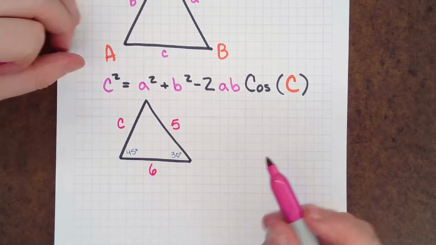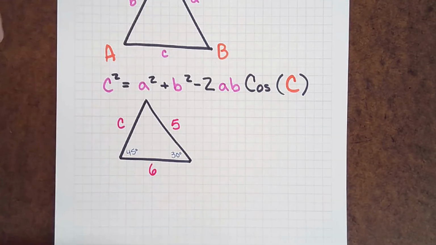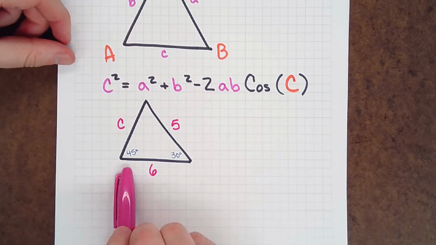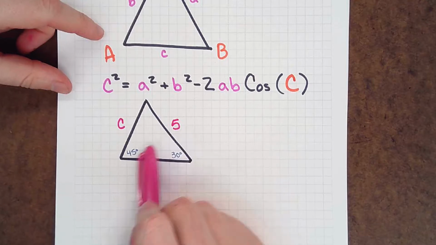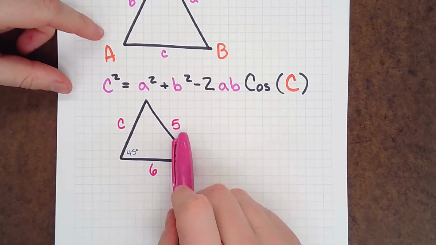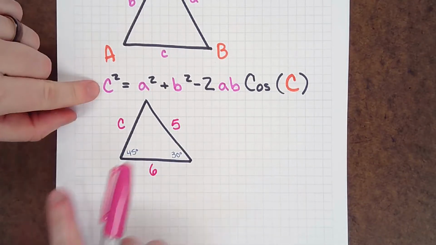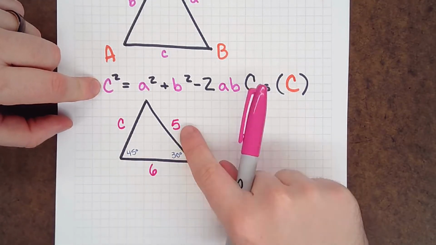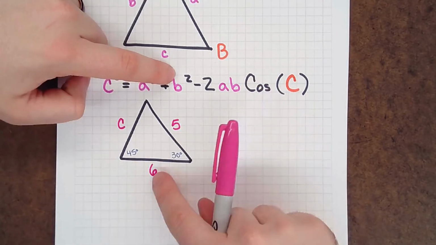How about that? So you'll notice right away that the formula only requires one angle. It requires angle C. So we don't really need this 45 here. It goes with this 5. We're not solving for 5. We already know what 5 is. We're solving for c. So c will be our side we're missing. a is going to be either the 5 or the 6. Let's have it be the 5. b will be the 6.